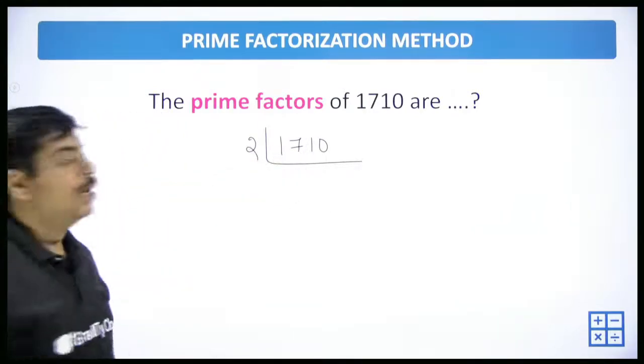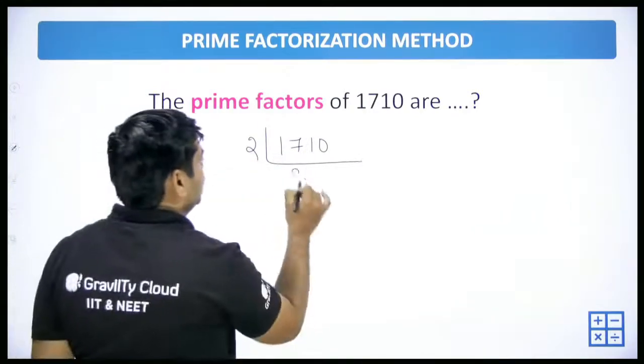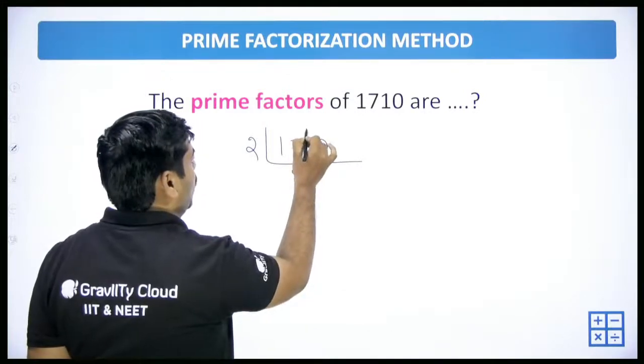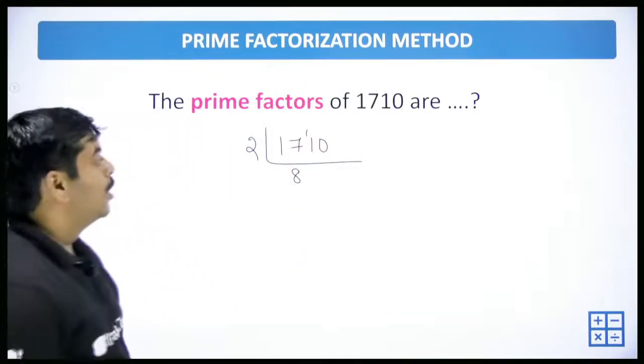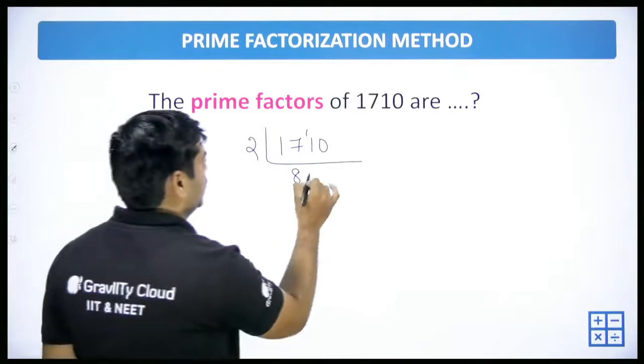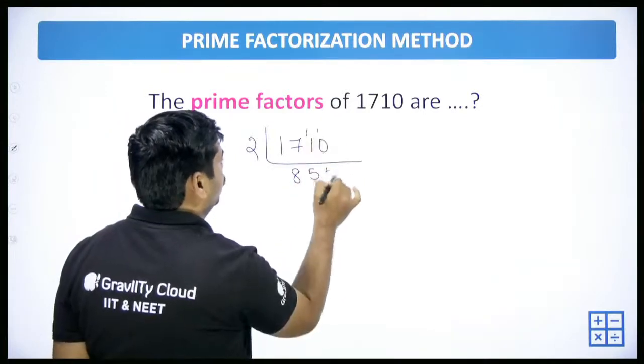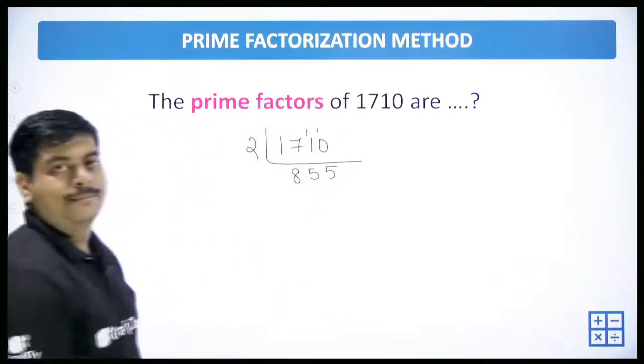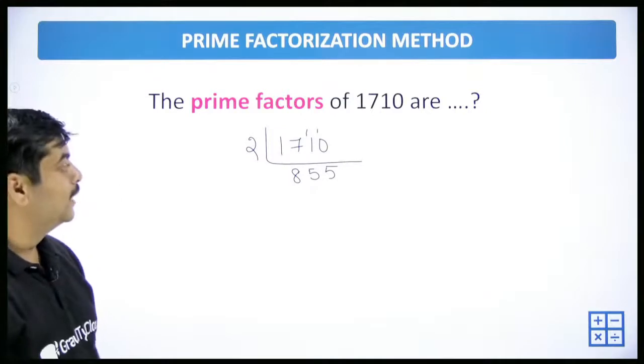We can do that. 2 8s are 16, so we are left with 1. 2 5s are 10, so we are again left with 1 more. And 2 5s are 10. So now, can we go with the 2 again?